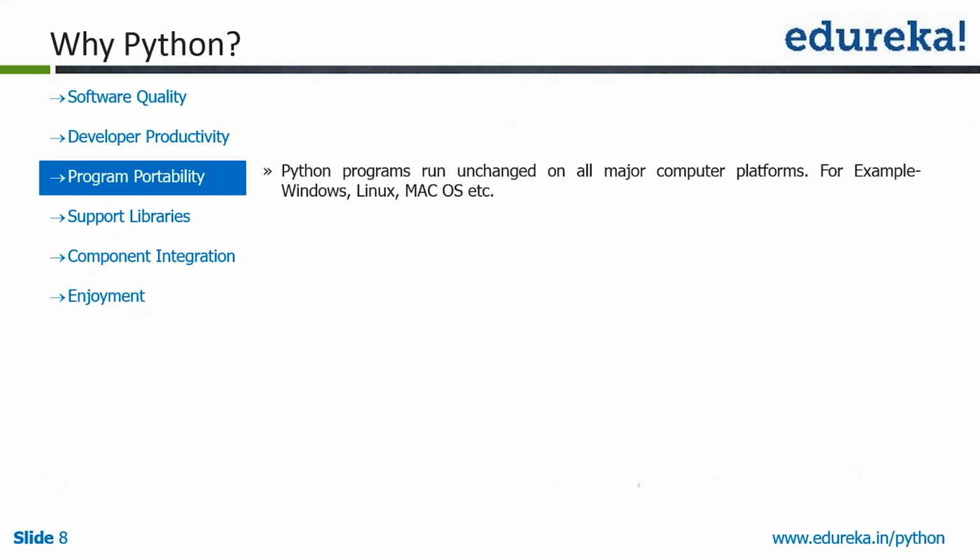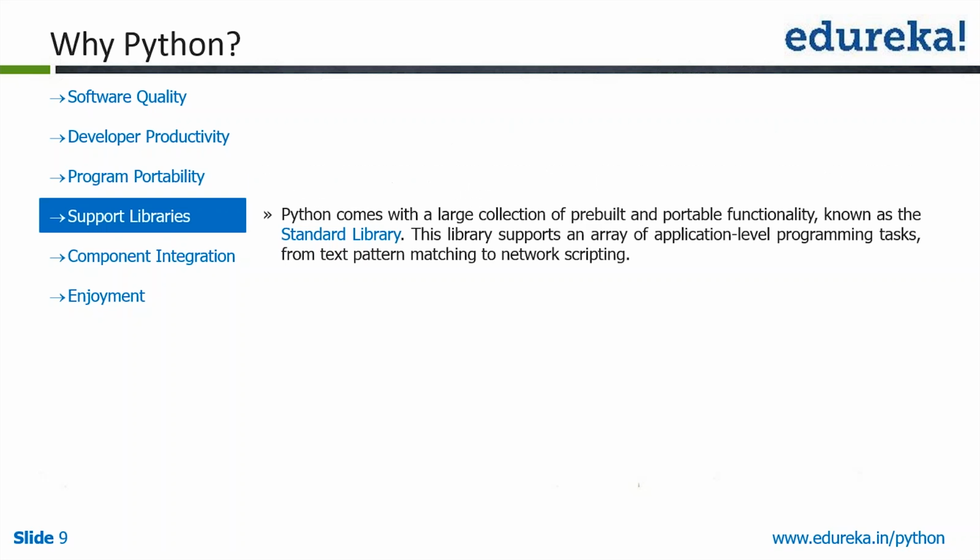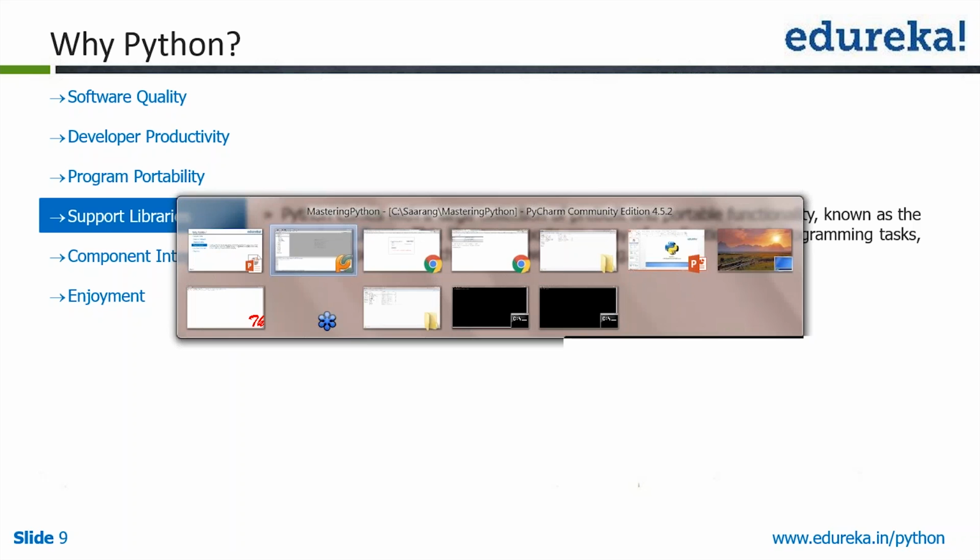Now, Python comes with a large collection of pre-built and portable functionality known as the standard library. These libraries support an array of application level programming tasks, right from text pattern matching to network scripting. And if you have all these libraries at your disposal, your job really becomes easy. Just to show you some examples on this.